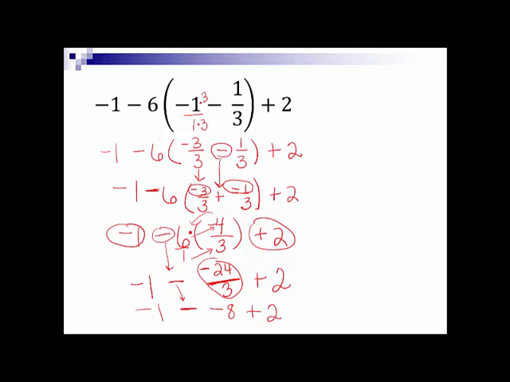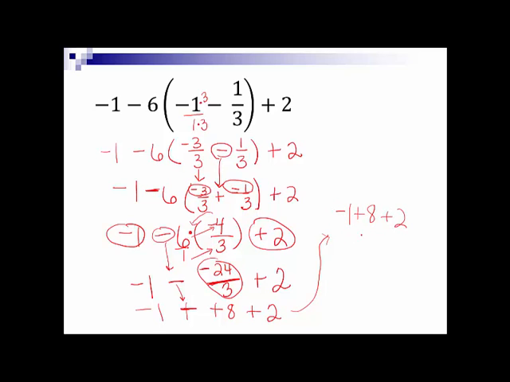And now I handle all addition and subtraction moving left to right. So I have -1 minus a -8. Oh, I need to keep change. So I keep the -1, I change my subtraction to addition, and I change the sign of the number that was being subtracted. I'm going to continue this up here. So that becomes -1 plus 8 plus 2.